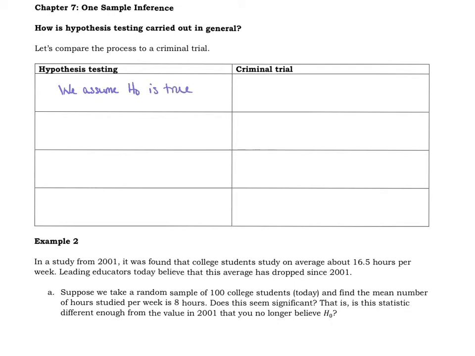Okay, well, how does that compare to a criminal trial? Well, in a criminal trial, we make the assumption that the defendant is not guilty, or innocent, if you will. Okay, innocent until proven guilty. So we're going to assume that what has been said up to this point, what has been assumed, is true.